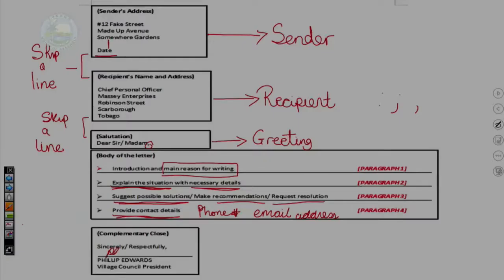So if your signature is signature, put the signature, but ensure that you have in block, very clearly written, who sent this letter, put their name, as well as their designation, who this person is. Because we don't want a situation where you've written the letter, Philip Edwards, and we don't know who you are.